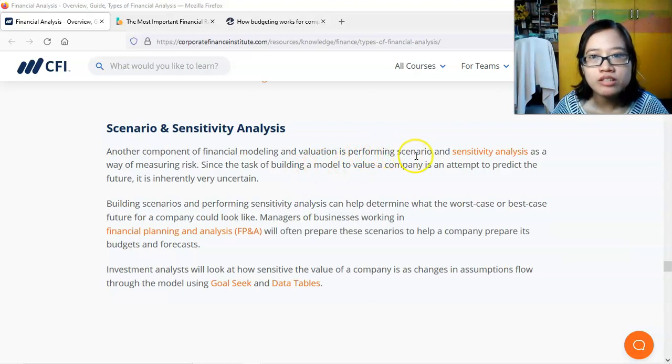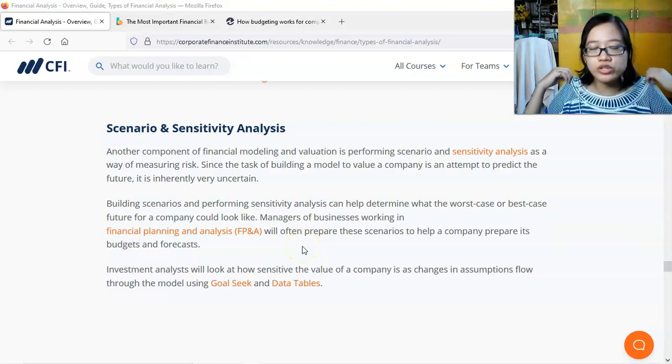Performing scenario sensitivity analysis, a way of measuring risk. Since the task of building a model to value a company is an attempt to predict the future, it is inherently very uncertain. Okay, you could be right, you could be wrong. Building scenarios and performing sensitivity analysis can help determine what the worst case or best case future for a company could look like.